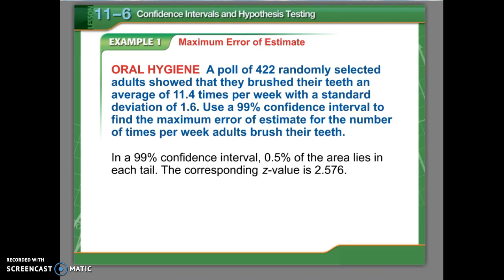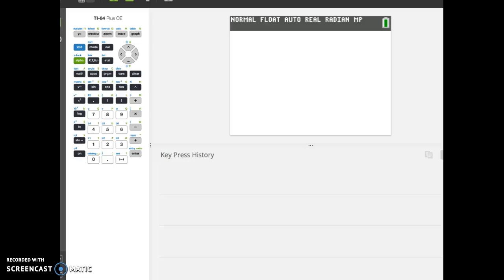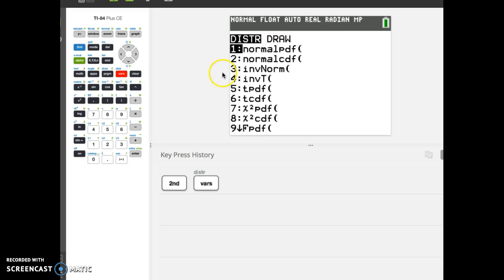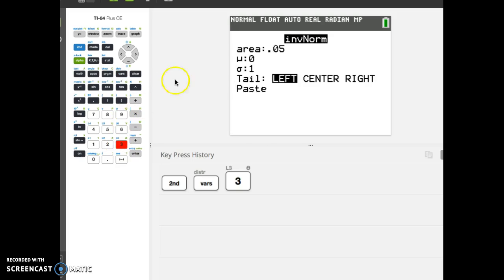So the way you find the z-value, they just tell it to us here. It's 2.576, but I'm going to pull up my calculator and show you how to calculate this. So in order to find z-scores, knowing a confidence level, you need to go to second bars and then choose option number 3 for inverse norm. The area that we're going to pick is the area that's in one of the tails. So if we know that there's 0.5% in each tail, that's 0.005.